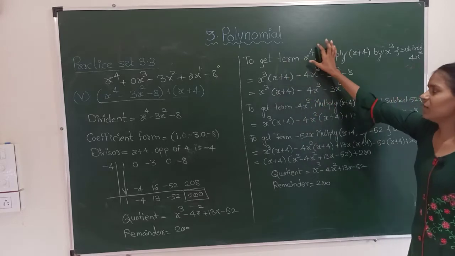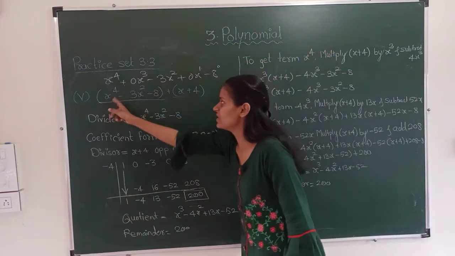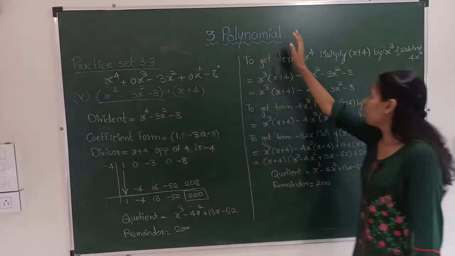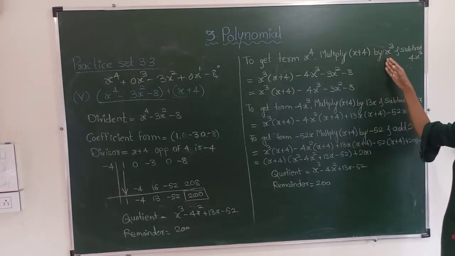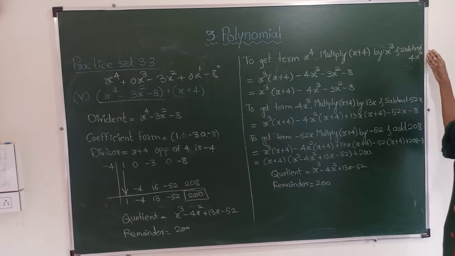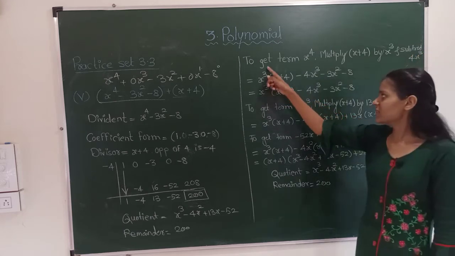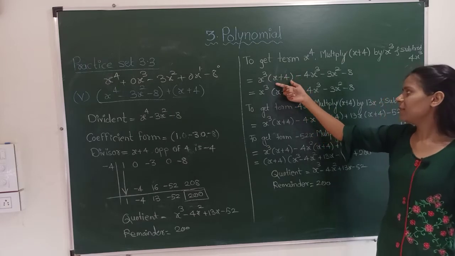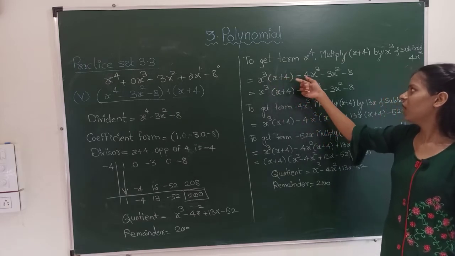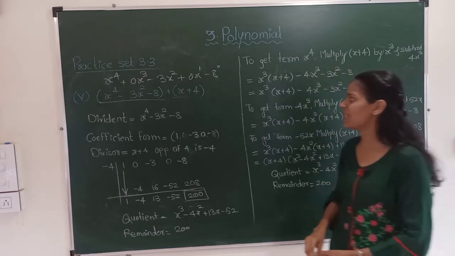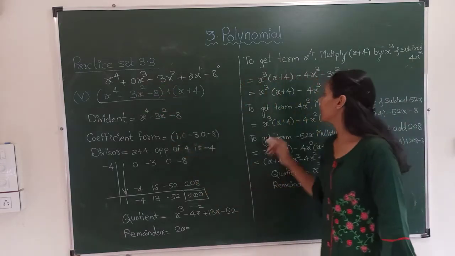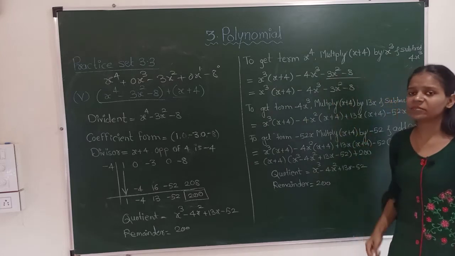To get the term x raised to 4, which is the first term of the dividend, we have to multiply x plus 4, the divisor, by x raised to 3 and subtract x raised to 4, 4x raised to 3. Now x raised to 3 we will multiply by x plus 4, minus 4x raised to 3, minus 3x raised to 2, minus 8 as it is. See, minus 3x raised to 2 minus 8. We have copied this term as it is.